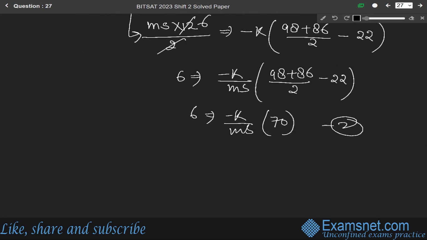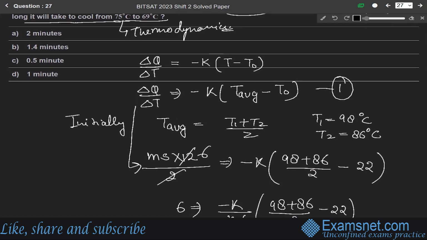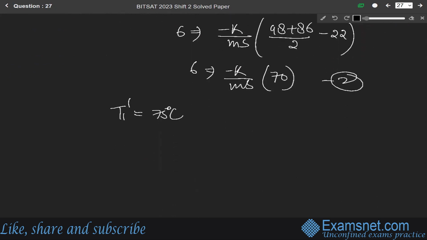Now cool from T1 dash. Let us say T1 dash is equal to 75 degrees Celsius as given in the question. Now how long will it take to cool from 75 degrees Celsius to 69 degrees Celsius? Let us say it is cooling from 75 degrees Celsius. So we have written T1 dash is equal to 75 degrees Celsius and T2 dash is equal to 69 degrees Celsius.